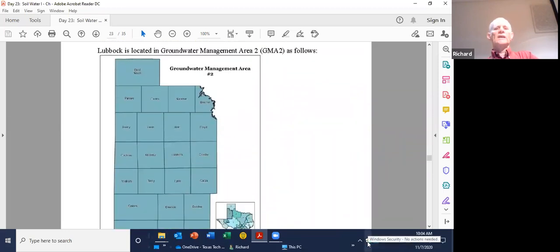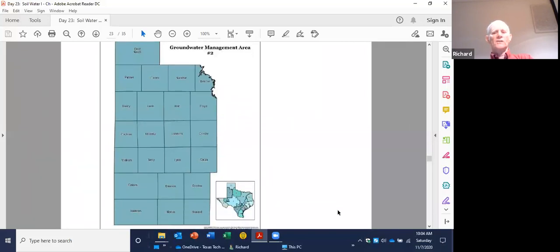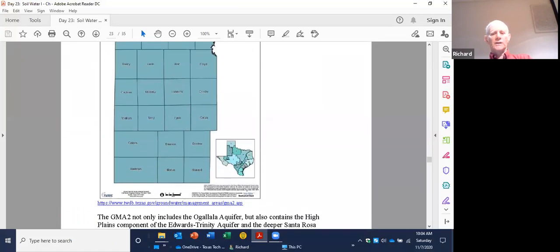Lubbock is located in groundwater management area 2. And here's a figure for that. So you can see how big this area is. And you can see again on this with that total map of the groundwater management areas in the whole state.